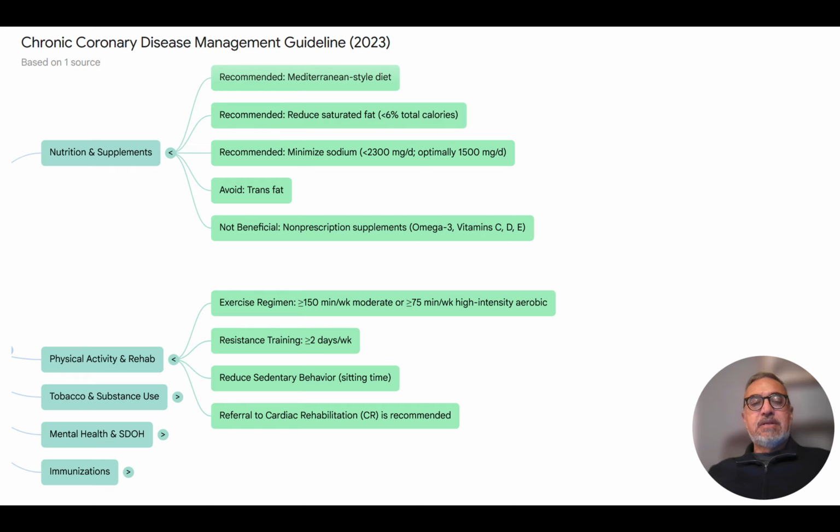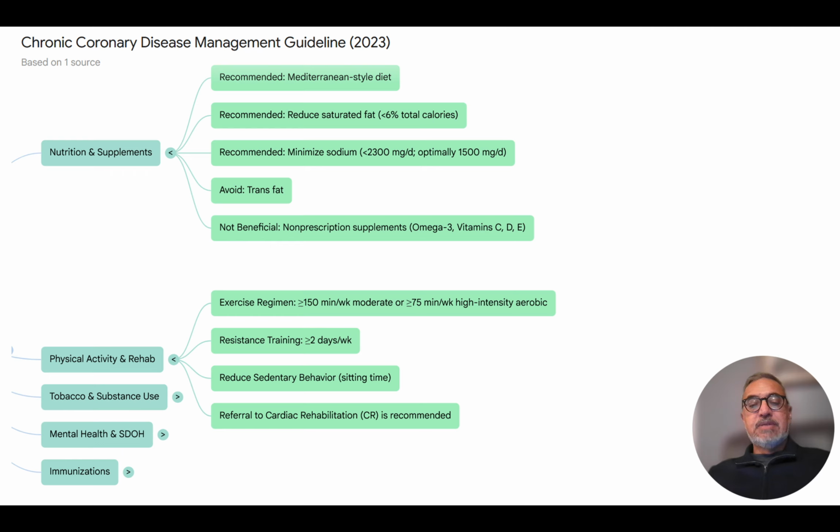It's recommended to keep the saturated fat less than 6% of total calories. It's recommended to minimize sodium to less than 2300 milligrams per day, optimally 1500 milligrams per day. Just to give an example, a burger at McDonald's is roughly 2000. Avoid trans fat, and the supplements that people commonly take, like omega-3s, vitamin C, D, and E, were not found to be beneficial. As a matter of fact, in a clinical trial, vitamin E was found to be deleterious or harmful.